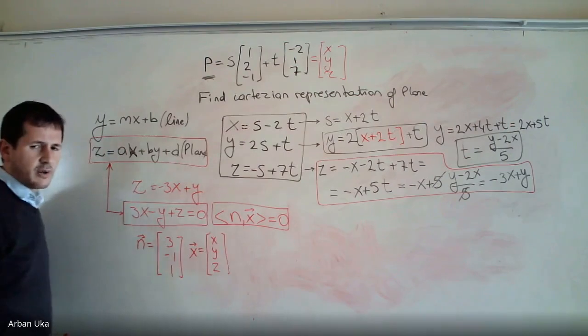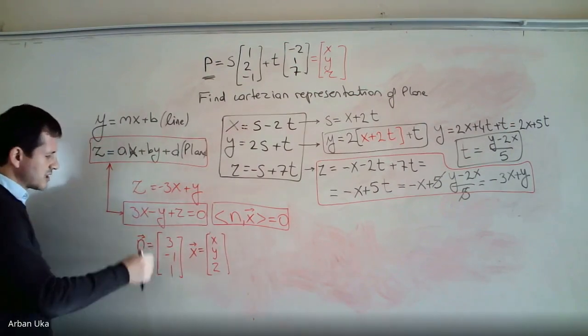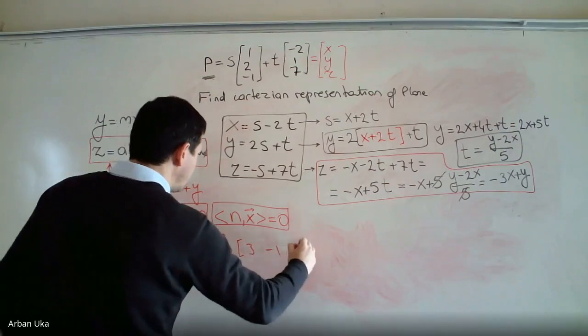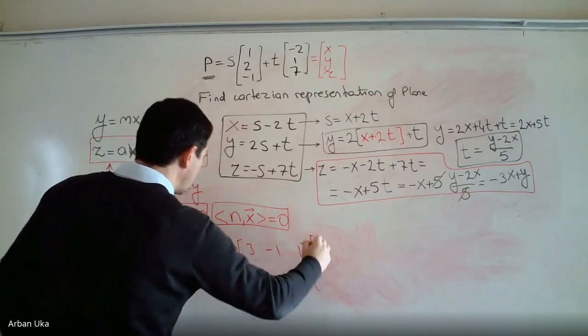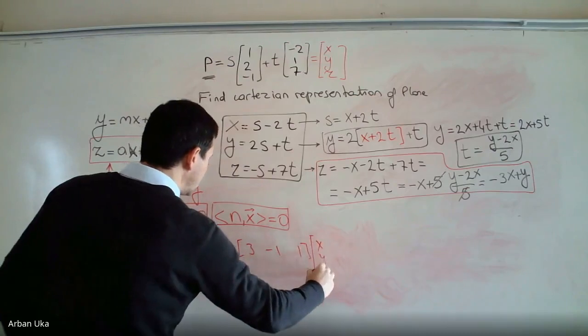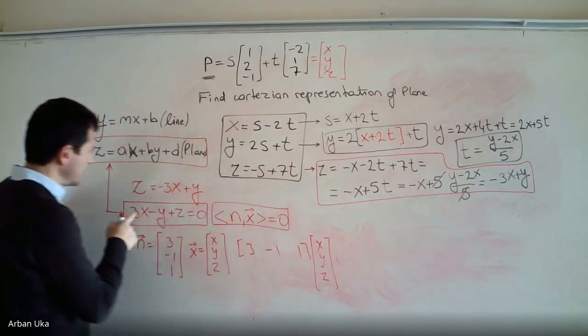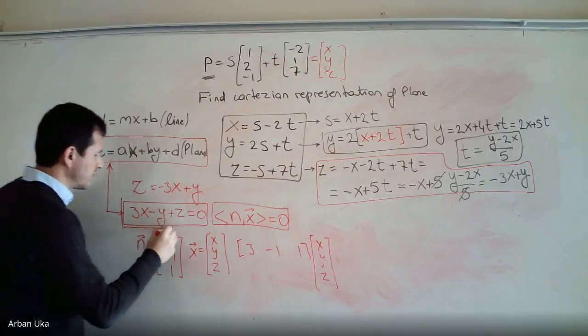How do we do the inner product? We take the transpose of this n, which is here (3, -1, 1), and this is (x, y, z). If you take the inner product between these two, this is what we get. We get this expression here.